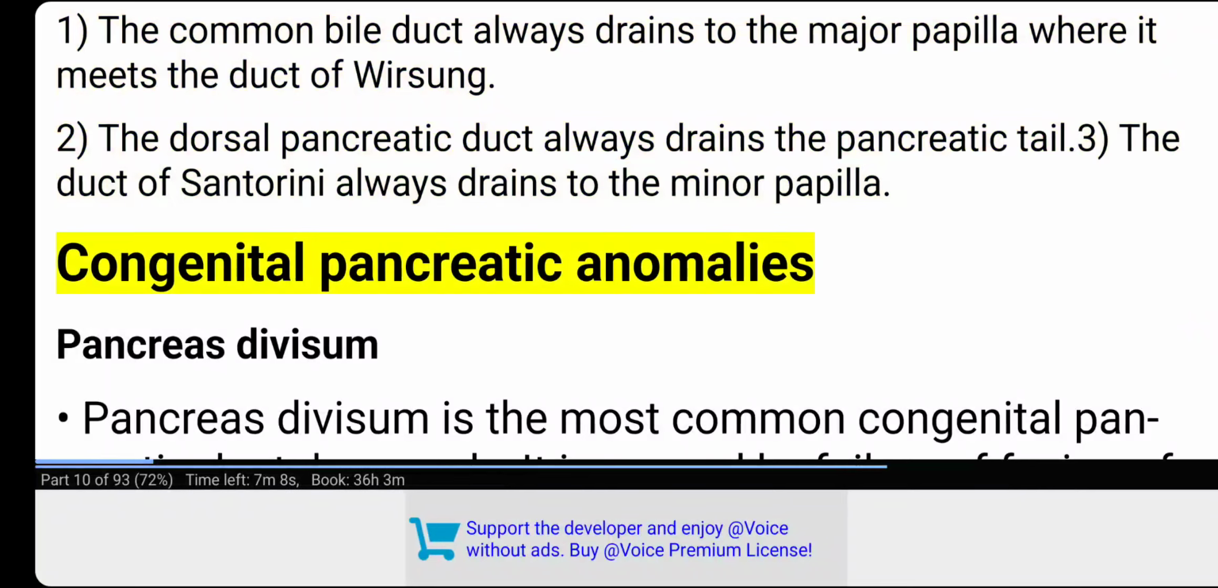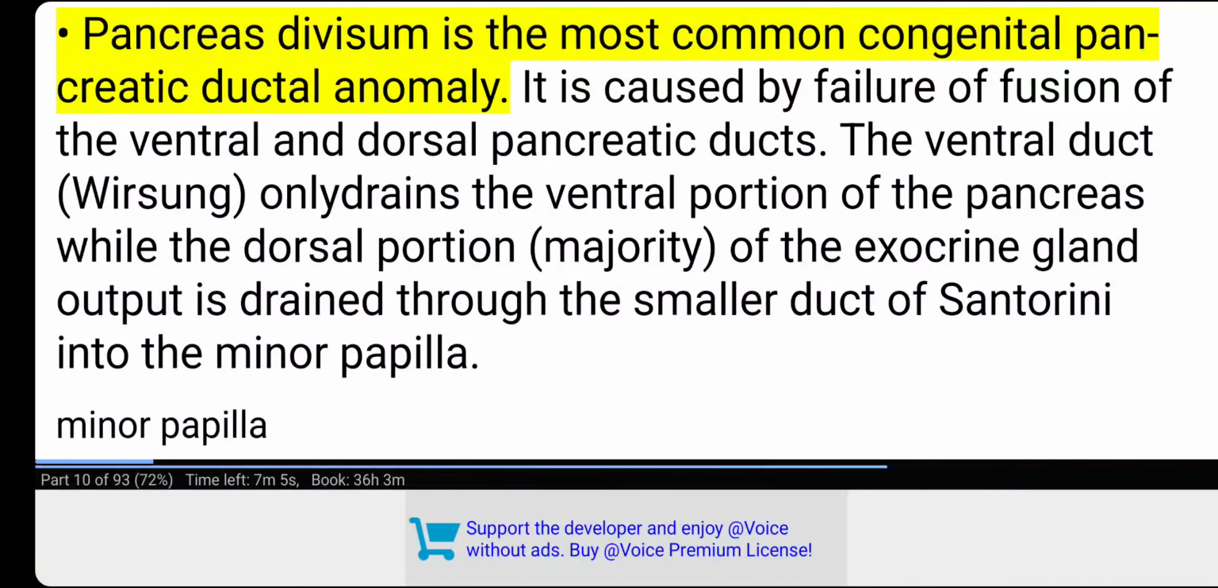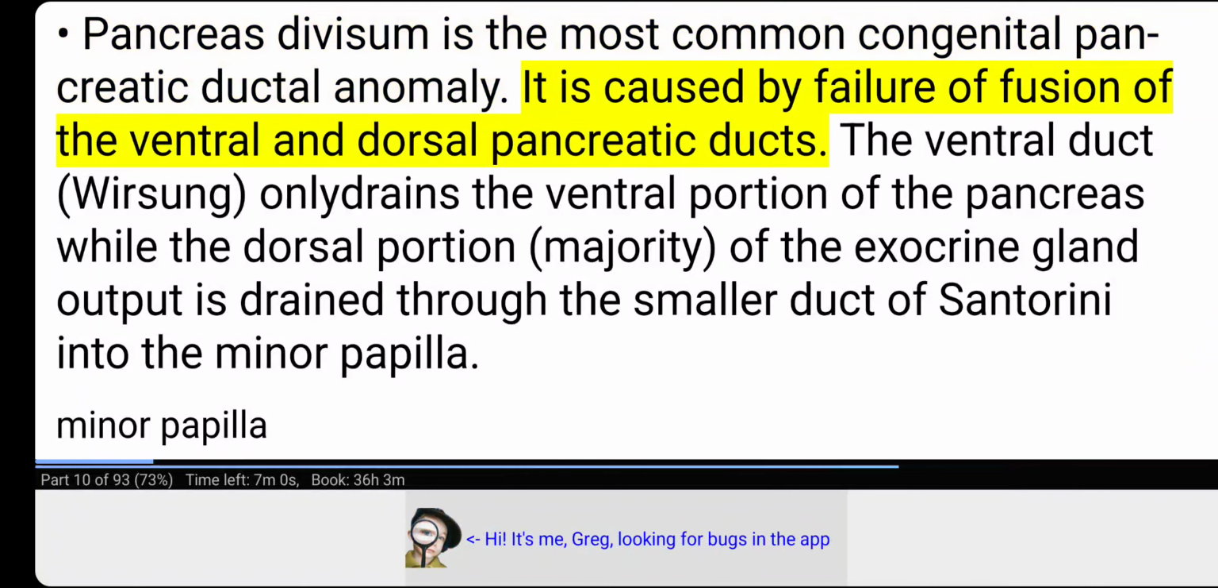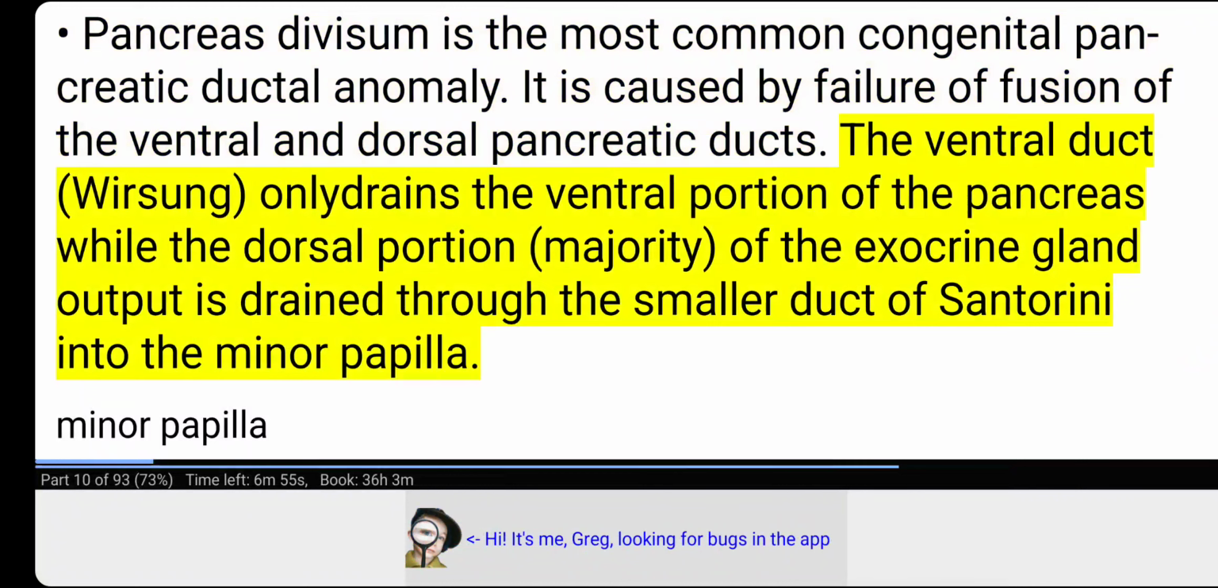Congenital pancreatic anomalies. Pancreas divisum. Pancreas divisum is the most common congenital pancreatic ductal anomaly. It is caused by failure of fusion of the ventral and dorsal pancreatic ducts. The ventral duct of Wirsung only drains the ventral portion of the pancreas, while the dorsal portion, the majority of the exocrine gland output, is drained through the smaller duct of Santorini into the minor papilla.